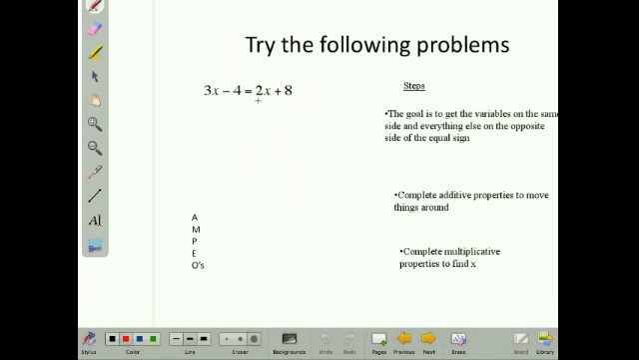Once again, I'm going to move this negative 2x because I prefer to move left to right. Subtract 2x. And I can also, at the same time, if I'm doing additive property, do that. Just recognize that this cancels, that cancels, and I'm left with 1x is equal to 12. And in this case, I don't have to divide out. I could, but it's not going to make any difference. X is equal to 12.